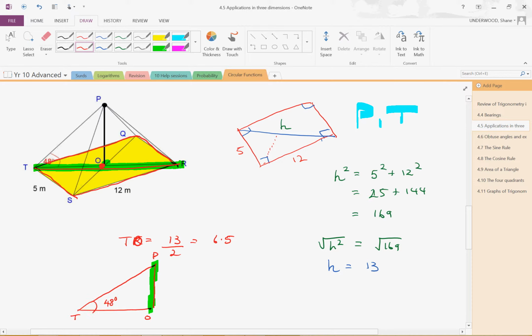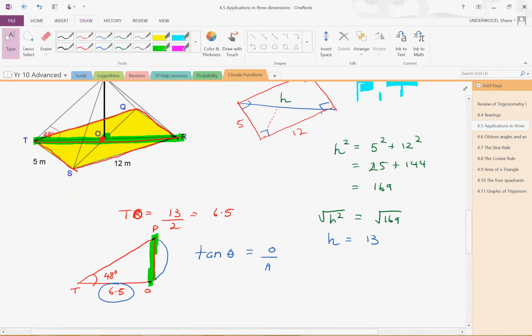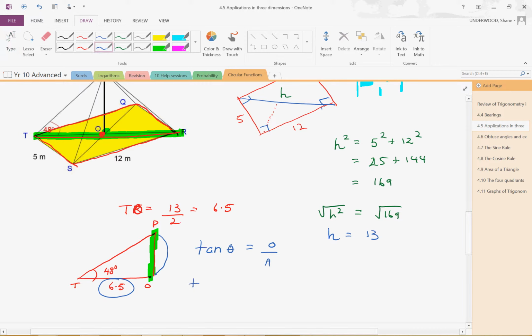Now, what are we told? Well, we know that this is 6.5, and this is adjacent to the angle. We are also concerned with this distance here, which is opposite to the angle, so we must use tan theta is equal to opposite over adjacent, and of course theta is 48 degrees.